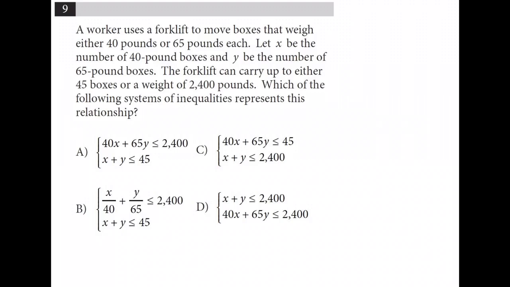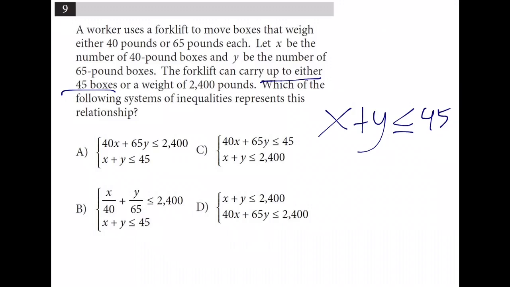Number 9. A worker uses a forklift to move boxes that weigh either 40 pounds or 65 pounds each. Let X be the number of 40-pound boxes and Y be the number of 65-pound boxes. The forklift can carry up to either 45 boxes or a weight of 2,400 pounds. Which of the following systems of inequalities represents this relationship? So up to 45 boxes, that's simply X plus Y will be less than or equal to 45. It can be 45 at most.